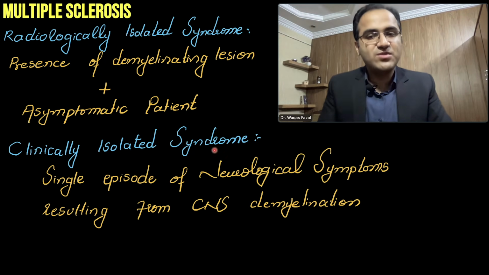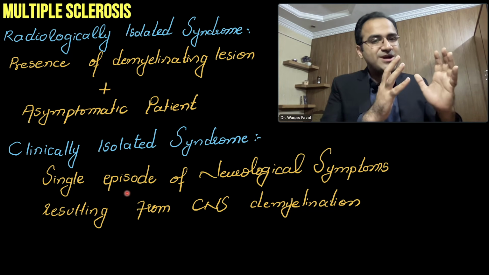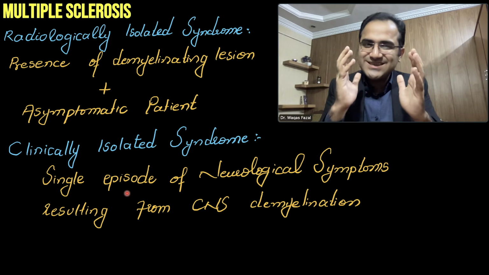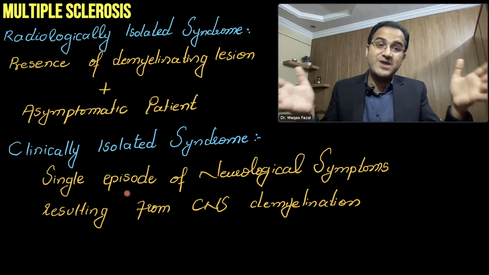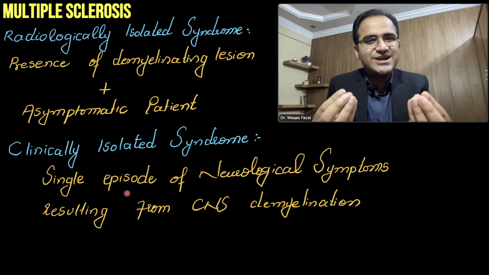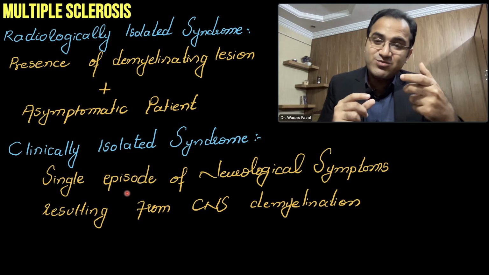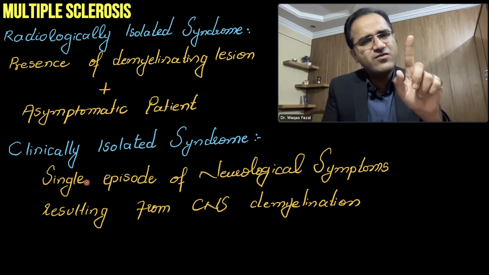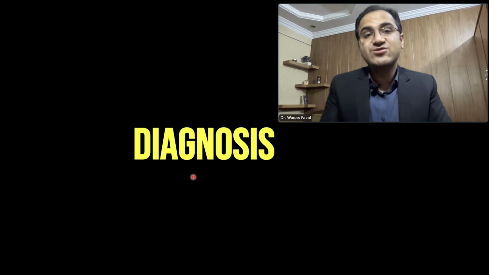Clinically isolated syndrome. In clinically isolated syndrome, the patient has a single episode of neurological symptoms and they are suggestive of multiple sclerosis. So you cannot exactly say that the patient has a distribution of signs and symptoms over time and space, because that patient just had a single episode of neurological findings suggestive of multiple sclerosis. That is called clinically isolated syndrome, in which you have just one episode of neurological findings that point toward multiple sclerosis.